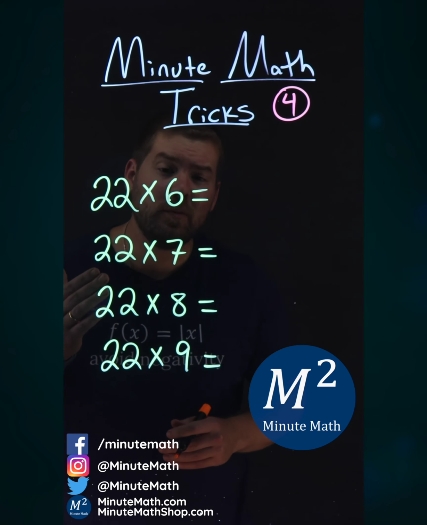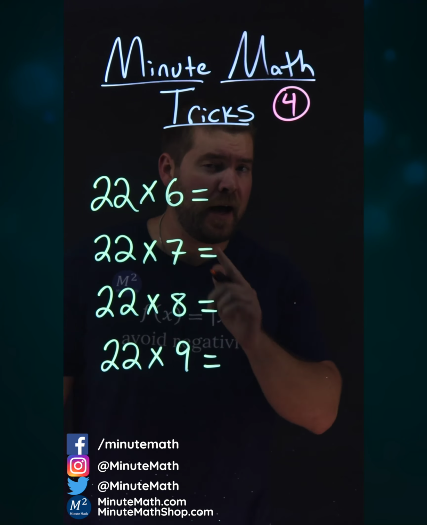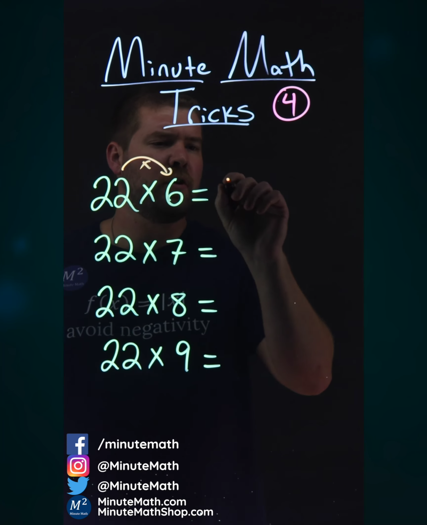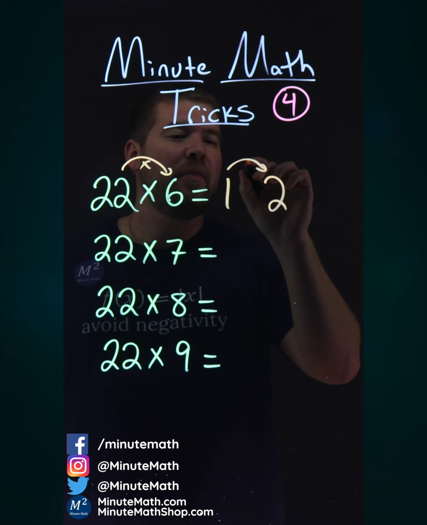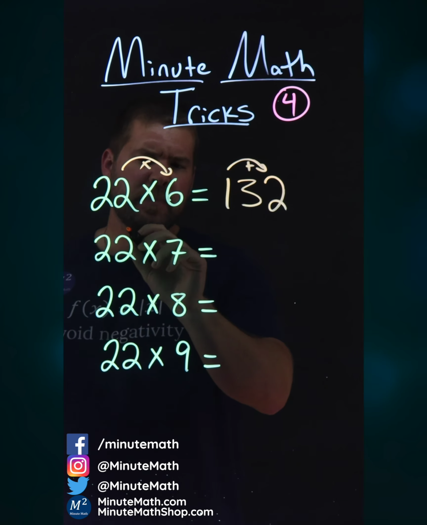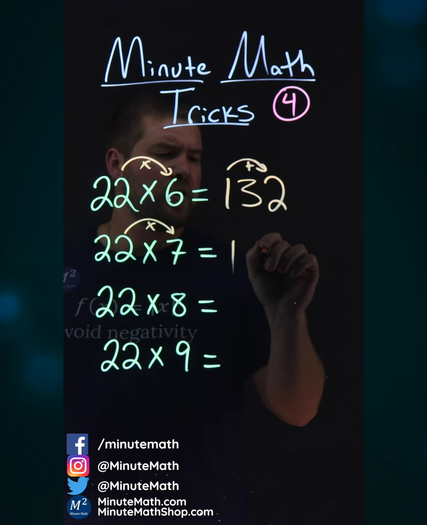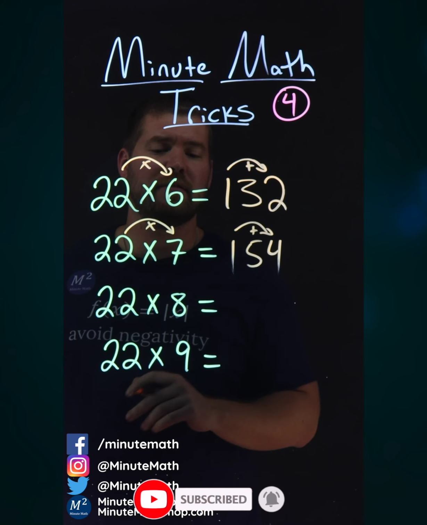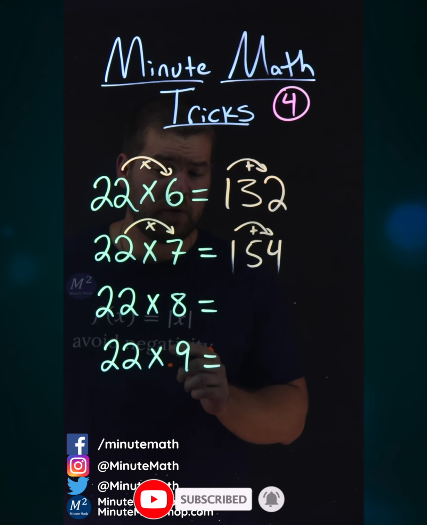We've got 22 being multiplied by 6, 7, 8, and 9. Let's do this quickly. 2 times a 6 is a good old 12. Then we add the 2. 1 and 2 make 3, giving us 132. 2 times 7, good old 14 again. 1 plus a 4 is a 5. 22 times 7 is 154.